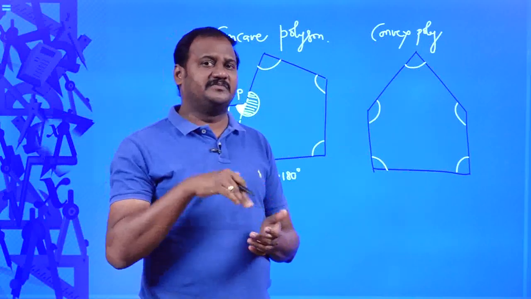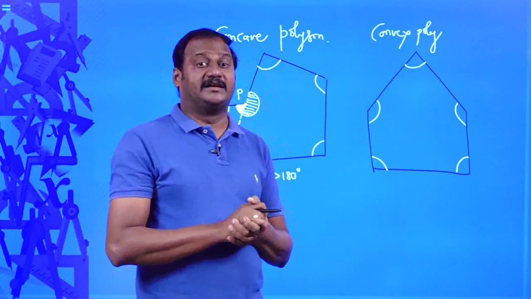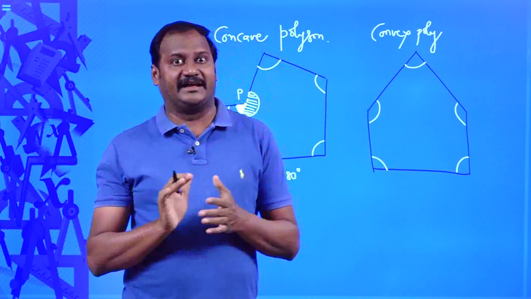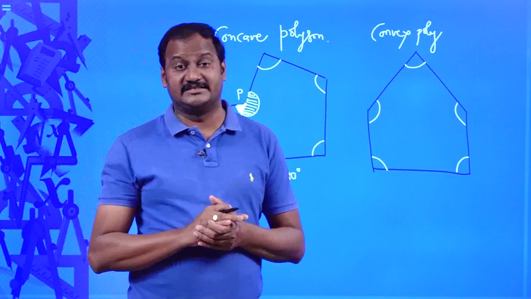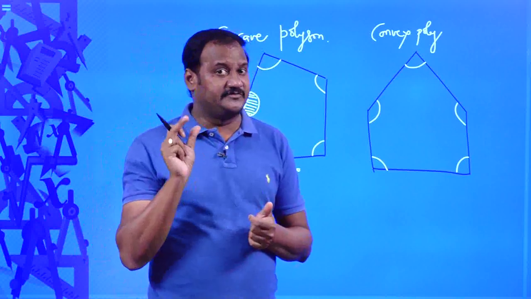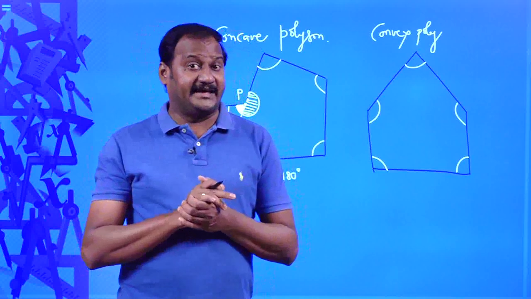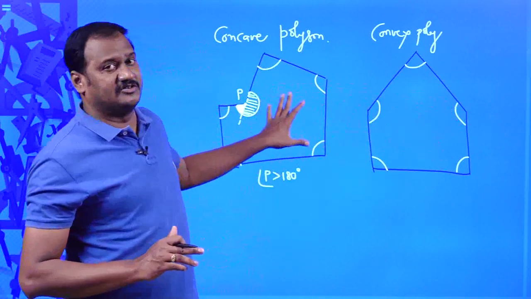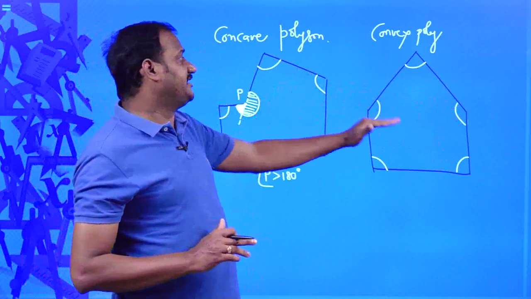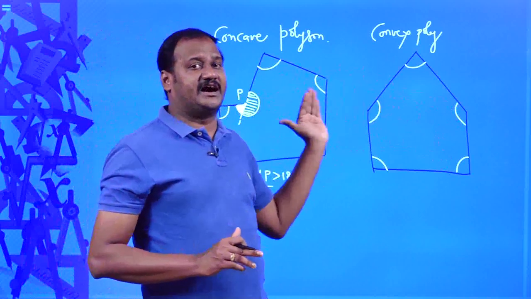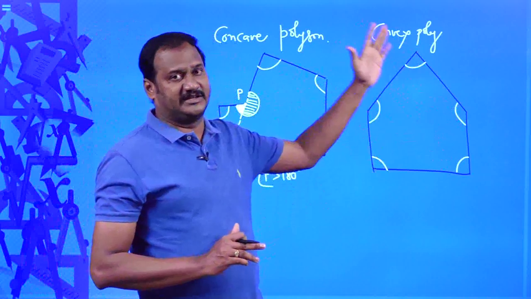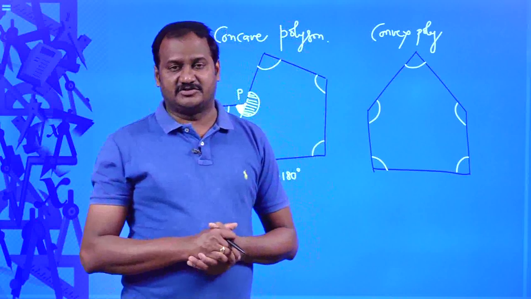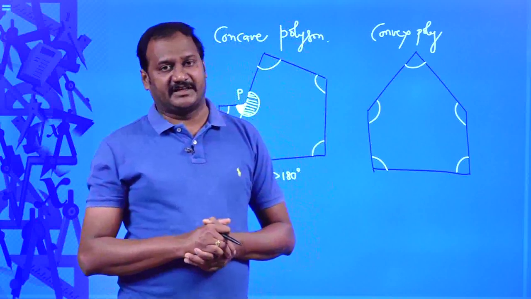So, basically what do you mean by a polygon? A polygon is defined as a simple closed figure bounded by line segments. So, this is a simple closed figure bounded by line segments. This one is also a simple closed figure bounded by line segments, but according to the measurement of the angles, we are classifying them into convex polygons as well as concave polygons. But we discuss only convex polygons in our grade 9.